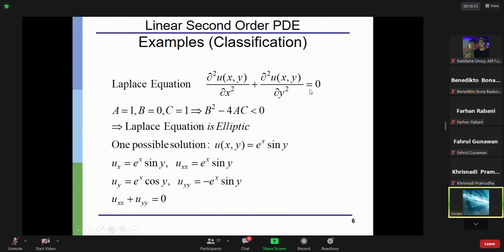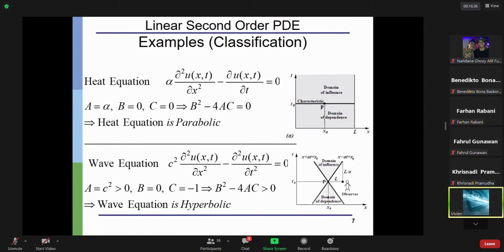For the same example that I have written there, we have the second derivative of u in x plus the second derivative of u in y direction, equal to 0. When we calculate B squared minus 4AC, it is lower than 0 because it is negative, so the Laplace equation is an elliptic equation. So this is the first classification. And we also have the heat equation.